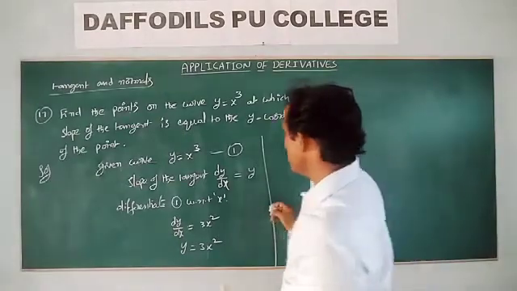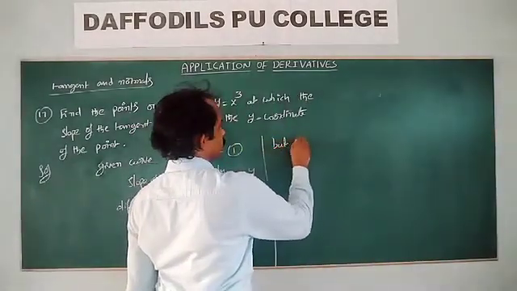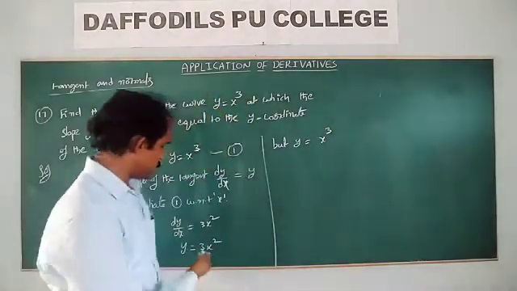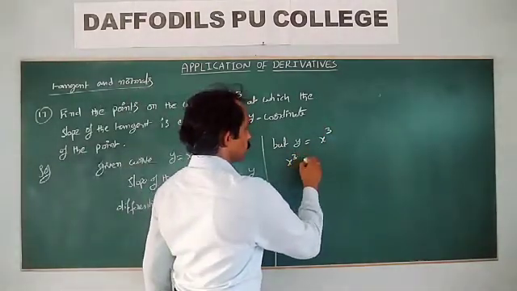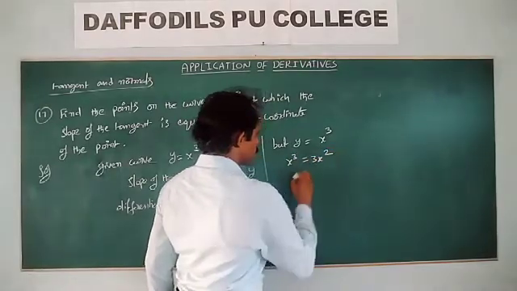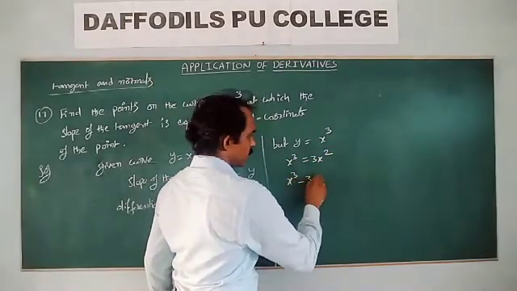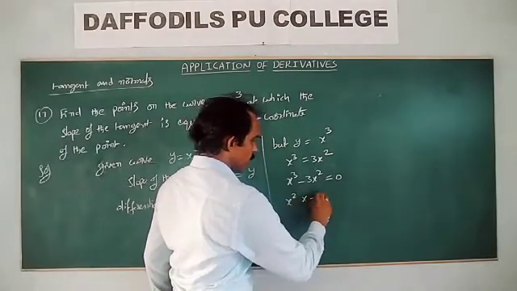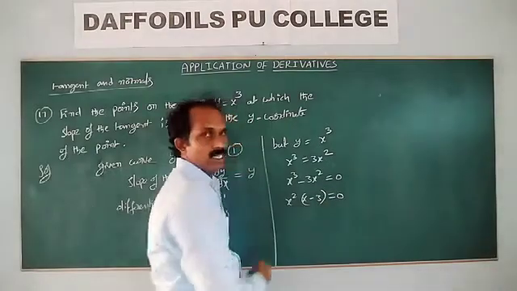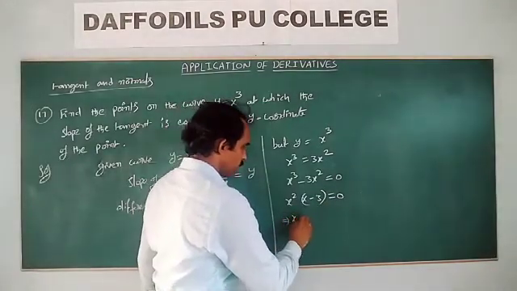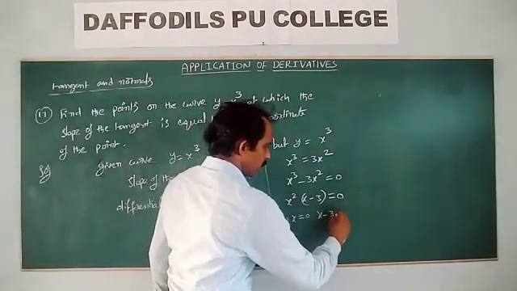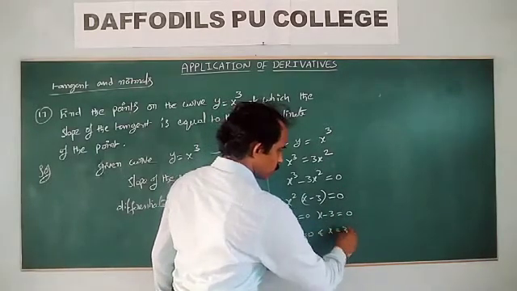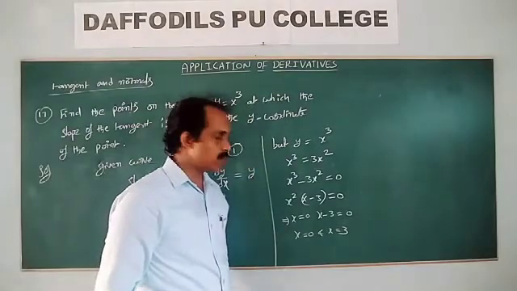Substitute there. Therefore, x cube is equal to 3x square. x cube minus 3x square is equal to 0. x square is common: x square into x minus 3 is equal to 0. That implies x is equal to 0, and x minus 3 is equal to 0, so x is equal to 3.